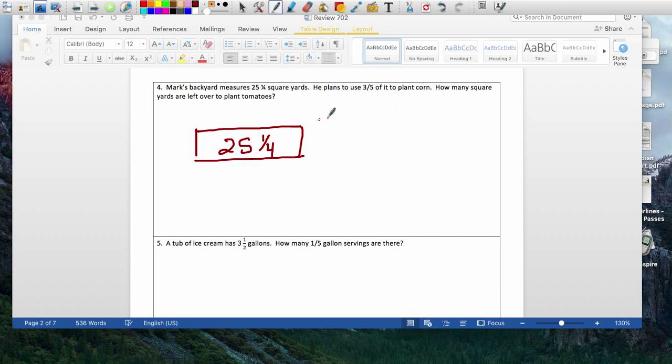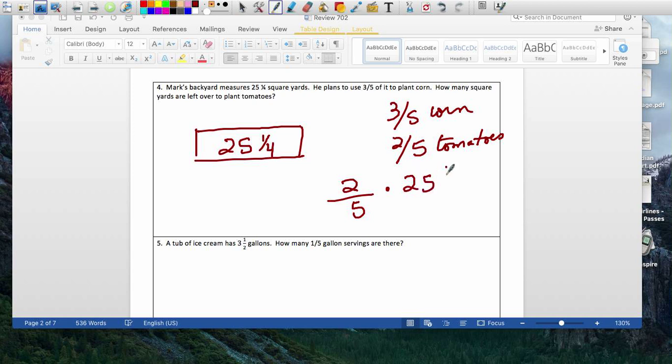So, if 3/5 are used to plant corn, that means 2/5 of it will be to plant tomatoes. So we need to find what 2/5 of 25 1/4 is. So we can get 2/5 times 25 1/4. Ladies and gentlemen, you can change this to a decimal, where you would get 0.4 and then multiply by 25.25 if you like, or you can leave it as that. It's 2/5 and multiply by, let's change this to an improper fraction. 4 times 25 is, I don't know, 100. 101 over 4.